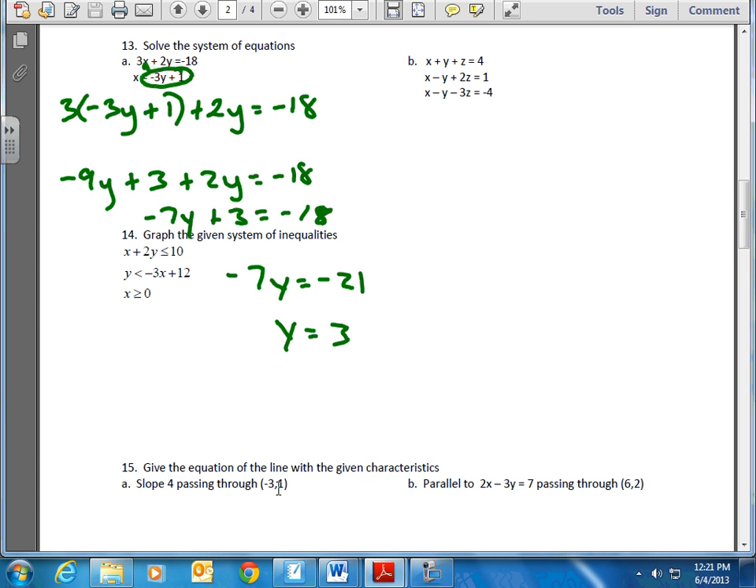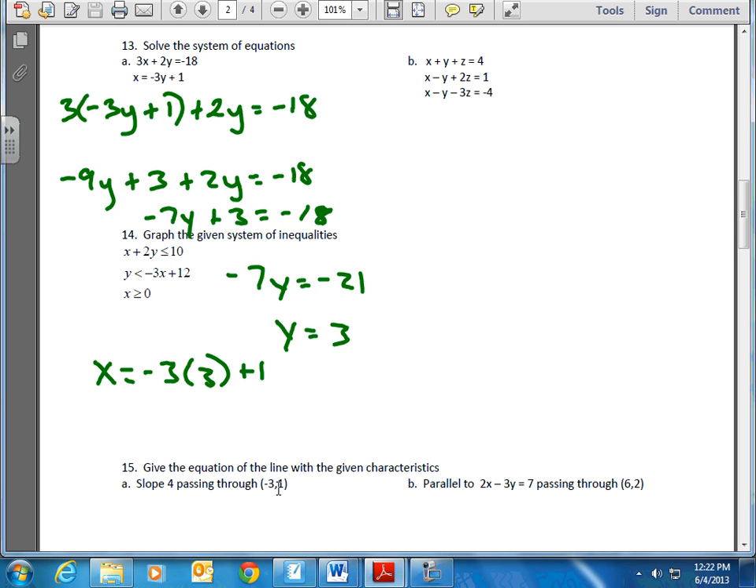Not done. We know what y is, but when you solve a system, you're finding the values of x and y that make the equation true. So I have to find the value of x. I can plug it into either equation, either the first equation or the second equation. The second equation is nice and neat because it tells me x equals something. And if I simply could plug in the y value, I would know what x equals. Well, now I know what y is, so I can substitute that in for the y.